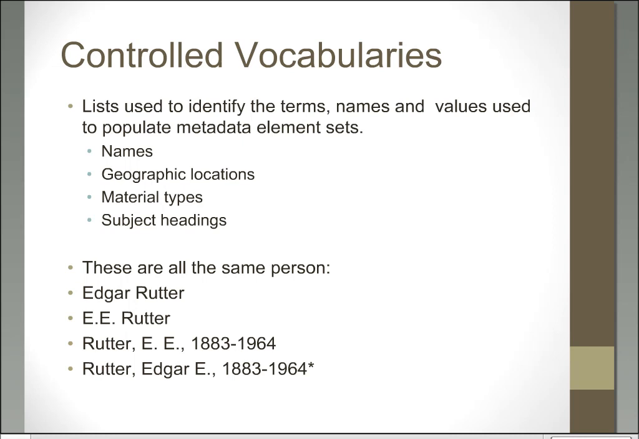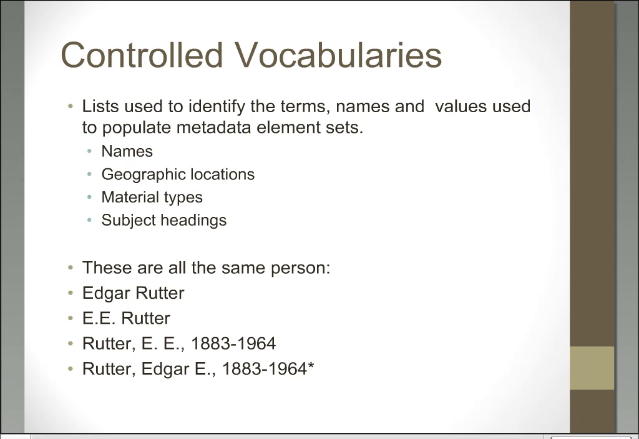In our collections, this same person, Edgar Rutter, E.E. Rutter, EE with the dates, was in there these four different ways. This last one with the asterisk is the actual Library of Congress authority term for Edgar Rutter. So we had to go through and make sure everything was standardized so that if you're looking for stuff by Edgar Rutter, you would find all of them together at the same time.